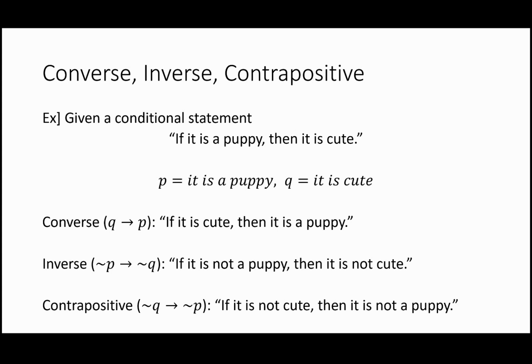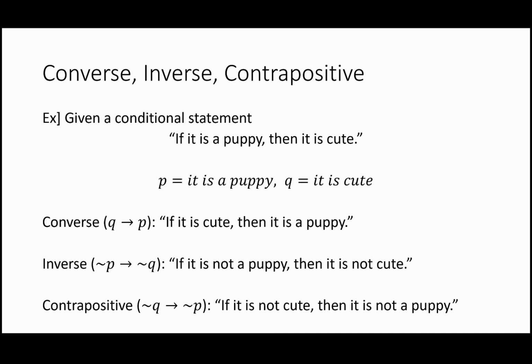You may notice that the feelings that you have about some of these, like the truth value associated with them, might be equivalent among some of these different versions of the conditional statement. So the original conditional statement, if it is a puppy, then it is cute. If you think that that is a true statement, right? I think it is. I've never seen an ugly puppy. Even those hairless dogs, I still think they're super cute. Any dog, particularly in puppy form, is cute in my eyes.